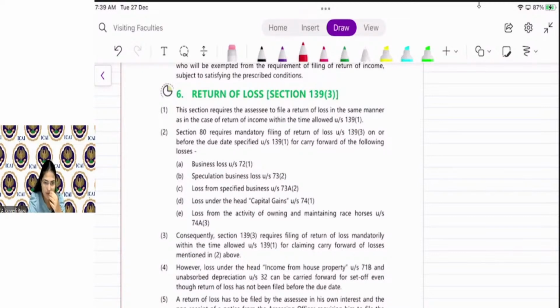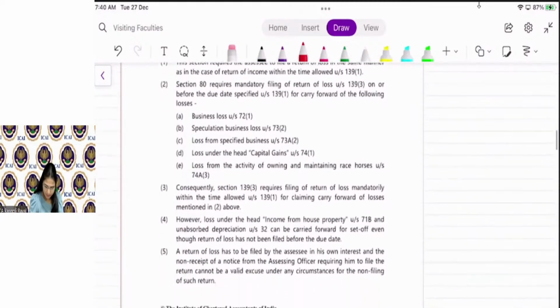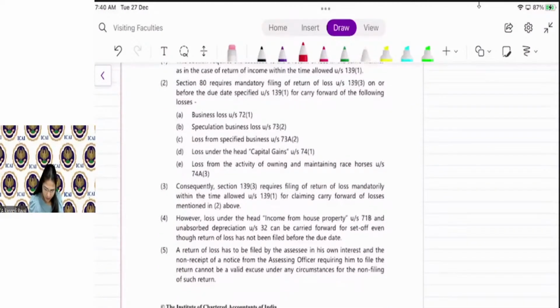You cannot claim refund. Simple. So even if you have losses, the return of loss you have to file, because if the return is not filed within due date, then the carry forward of losses is not permissible. But yes, there are two losses which is carry forward even if the return is late filed.